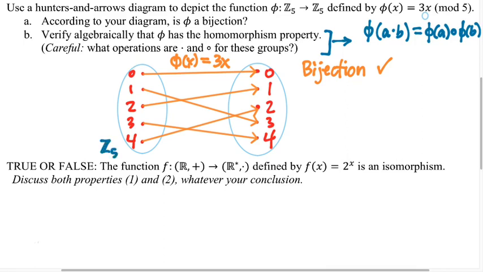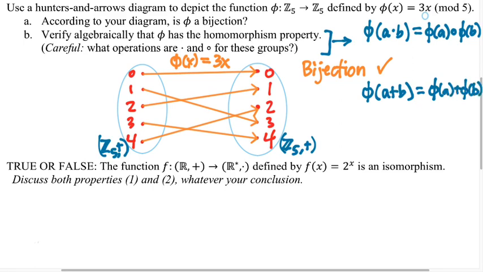What is the operation in Z5 by assumption? It's addition. Addition mod 5, right? And so in both cases, the operation that we want here is a plus. So what does this end up looking like? Our burden of proof is to show phi of A plus B is equal to phi of A plus phi of B.